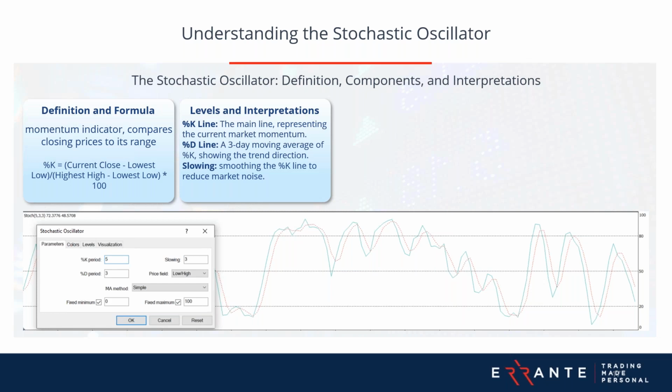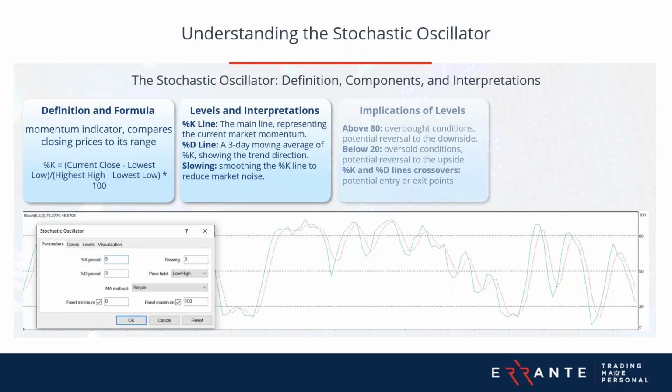The interaction between the percent K and percent D, particularly their crossovers, provide actionable signals for traders. Let's say an upward crossover under 20 can signal a buy opportunity in general, whereas a downward crossover above 80 may indicate a sell signal. And lastly, this is the implication of the levels.